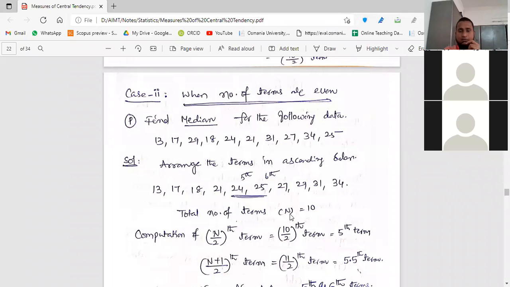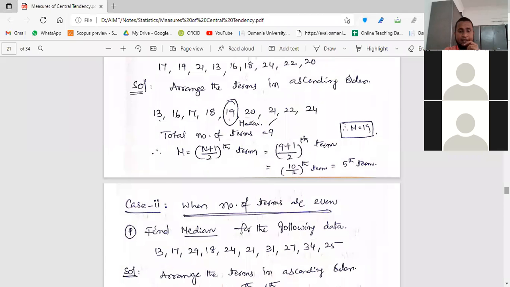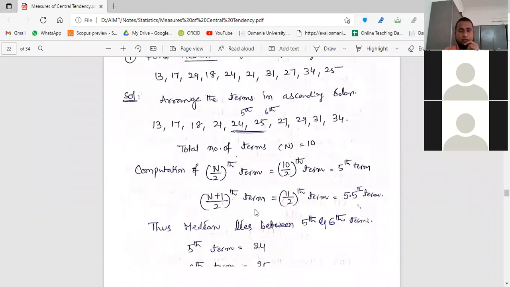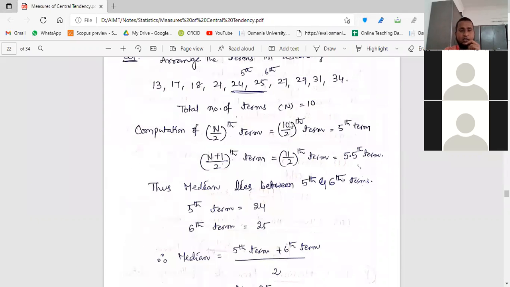So total number of terms is 10. Capital N is equal to 10. Now what is the formula? We have to find two values here, n by 2 value and n plus 1 by 2 value. So n by 2th term means what? N is 10 because we have 10 terms. 10 by 2 is 5th term. And n plus 1 by 2 is 10 plus 1 by 2, that is 5.5th term. So the median lies between 5th and 6th term.